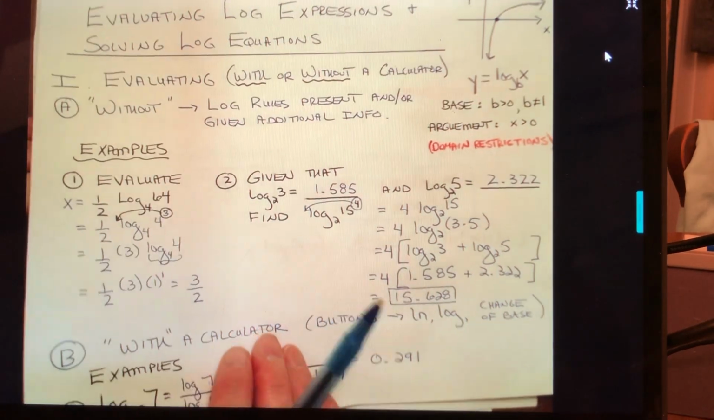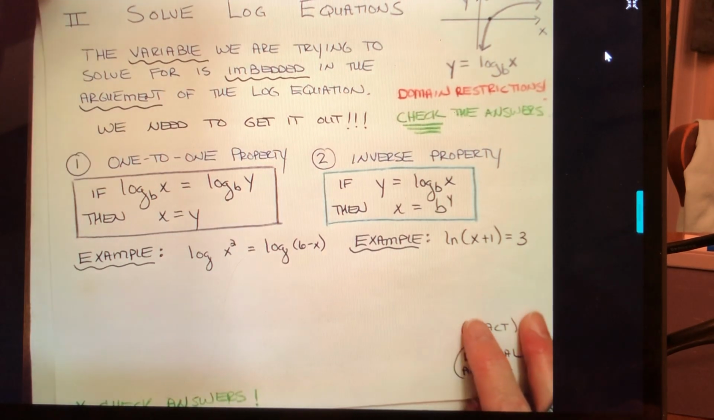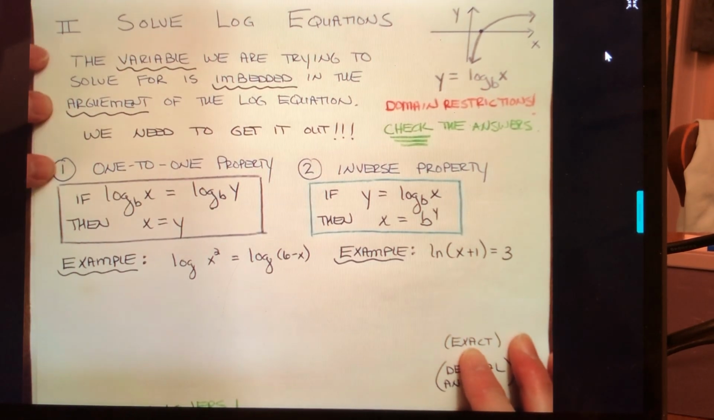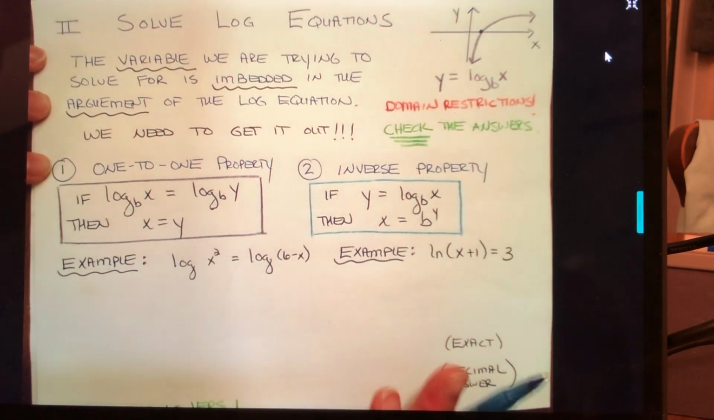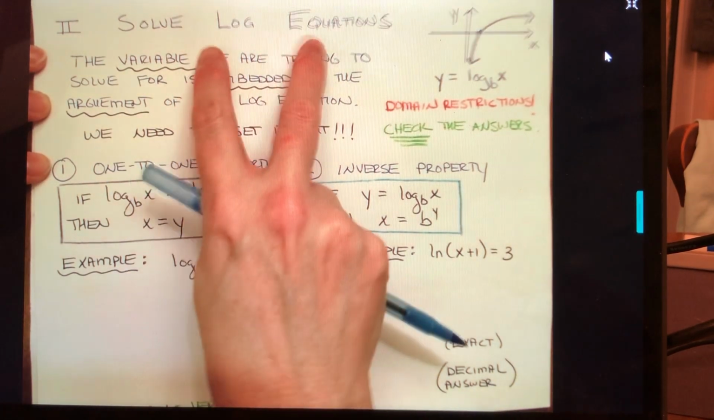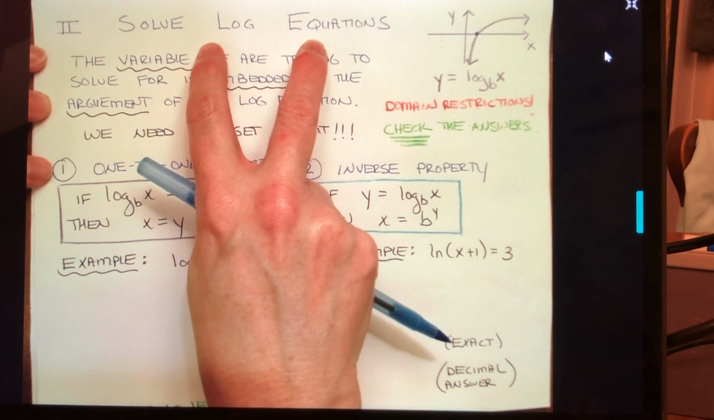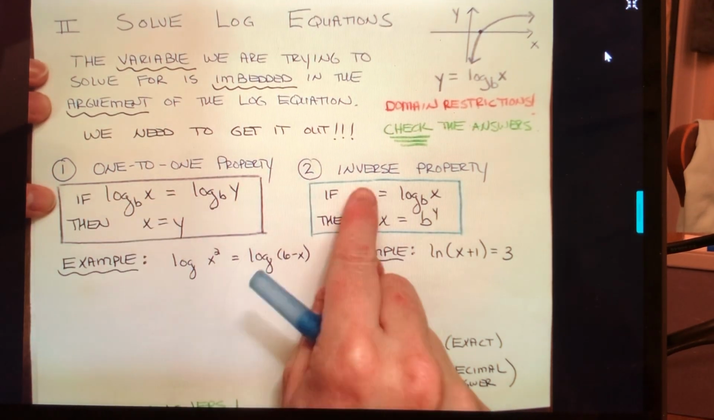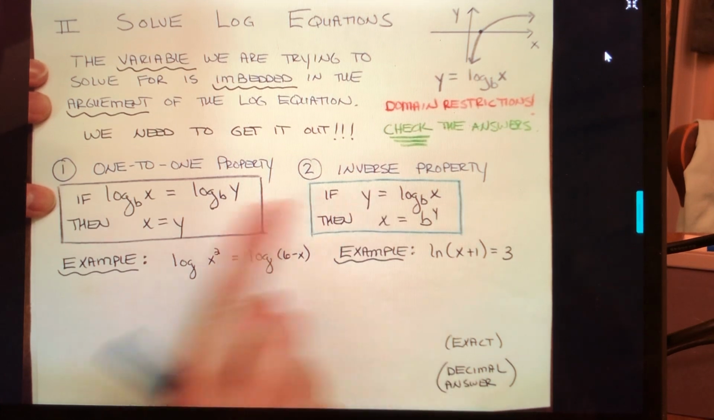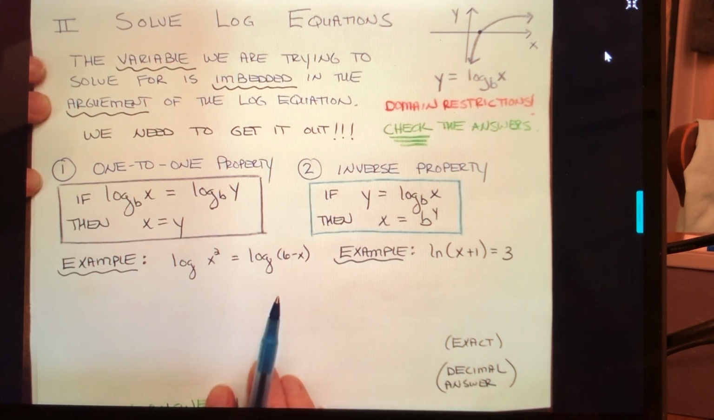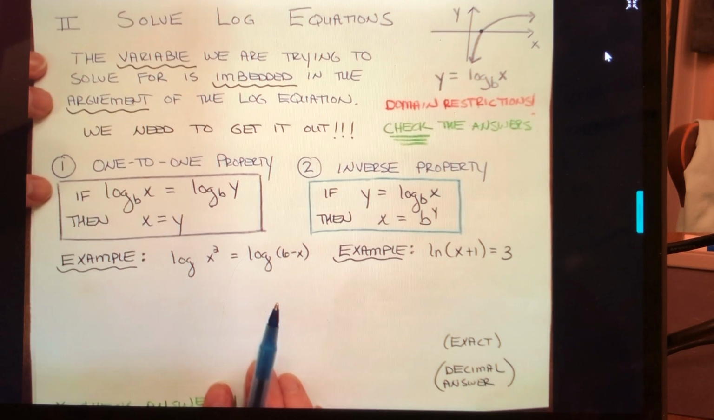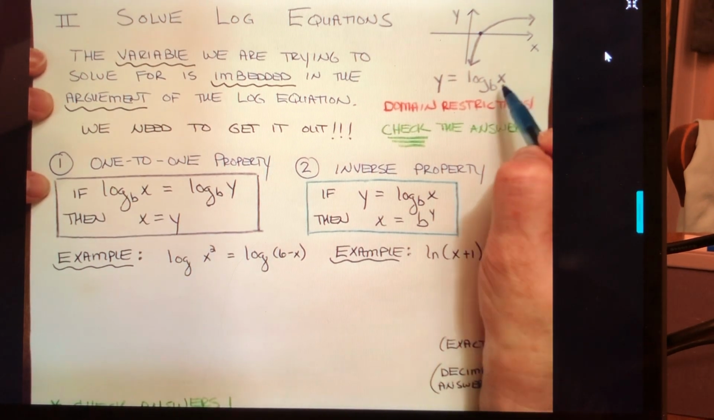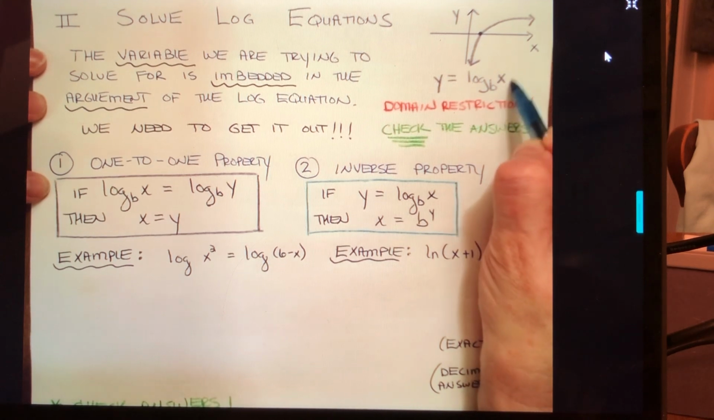Okay, now the other piece is solving log equations. And there's some similar terminology here that you may have learned if you've already learned how to solve exponential equations. There are 2 primary methods for solving log equations. We have the one-to-one property method and the inverse property method, similar to what we saw when we solved, again, those exponential equations.